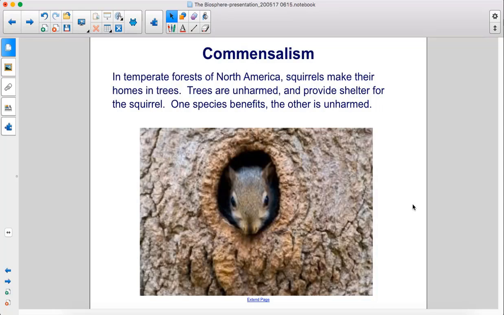Commensalism. In temperate forests of North America, squirrels make their homes in trees. Trees are unharmed and provide shelter for the squirrel. One species benefits, the other is unharmed.